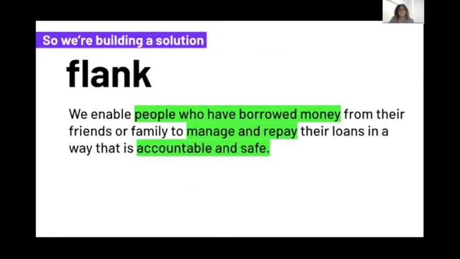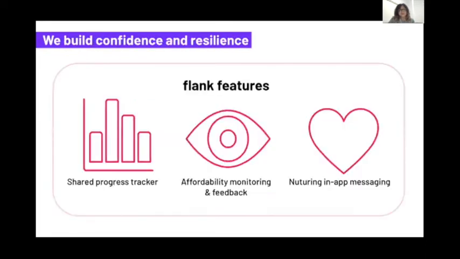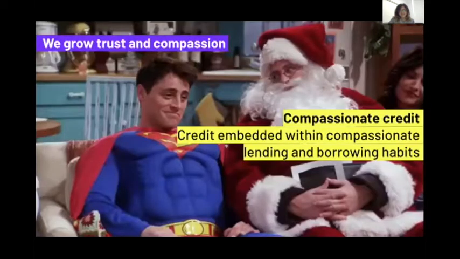Flank enables people who have borrowed money from their friends or family to manage and repay their loans in a way that's accountable and safe. We work with young people on low incomes to build confidence in themselves and confidence in each other. We do this through features such as a shared progress tracker and affordability monitoring and feedback and in-app messaging. Growing trust is our guiding principle, the key that unlocks compassionate credit for communities that need it most.